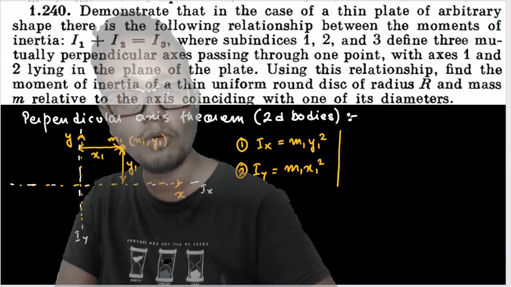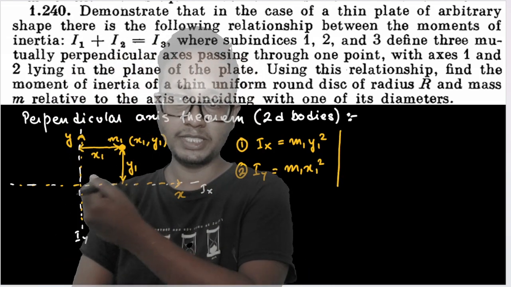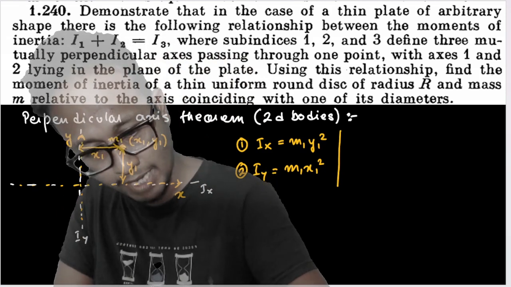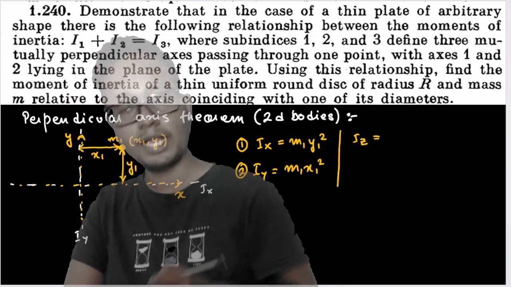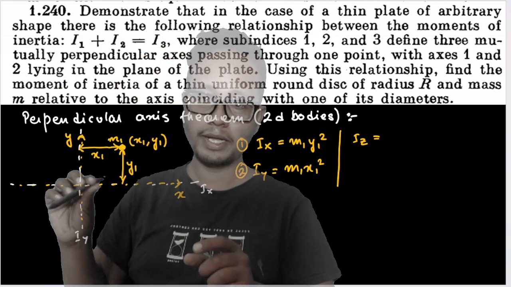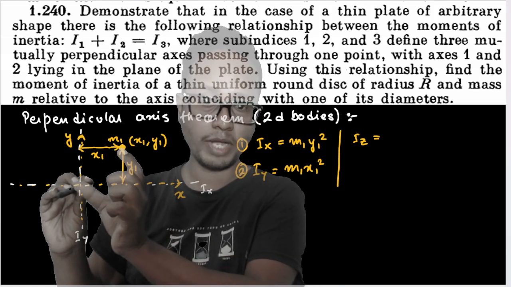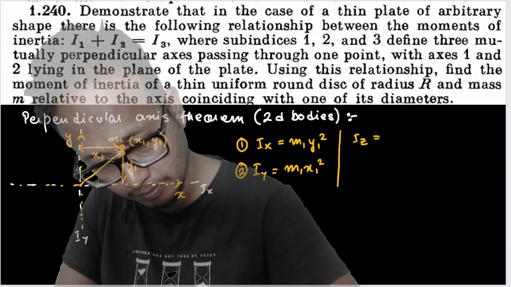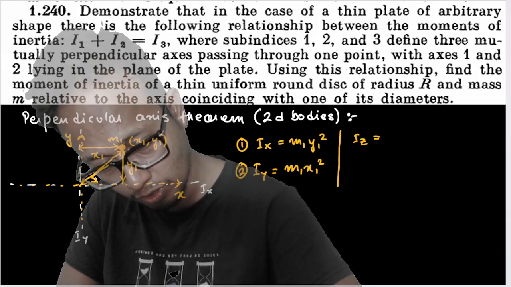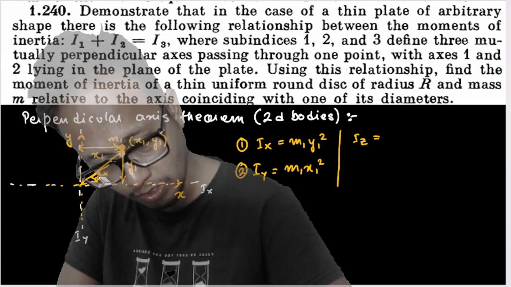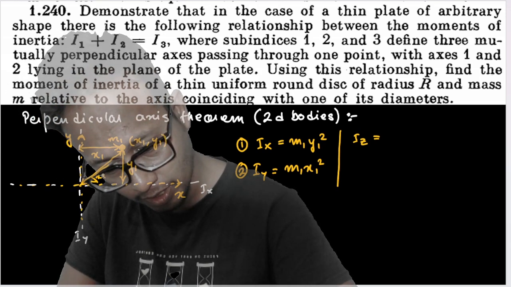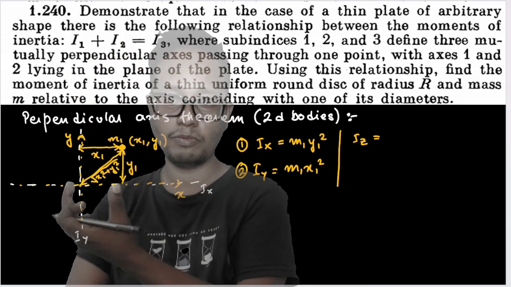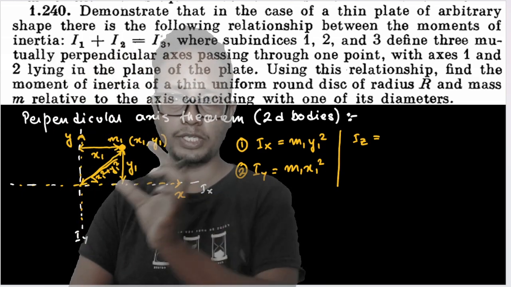Now my third question is, what is the moment of inertia passing through the z-axis? That means the z-axis is perpendicular to the plane of this one, or the plane of paper. So Izz is nothing but m1 into this much distance square, and this much distance, if I apply Pythagoras theorem, is nothing but under root of x1 square plus y1 square. Why? Because if I apply Pythagoras theorem, x1 square plus y1 square is equal to hypotenuse square.